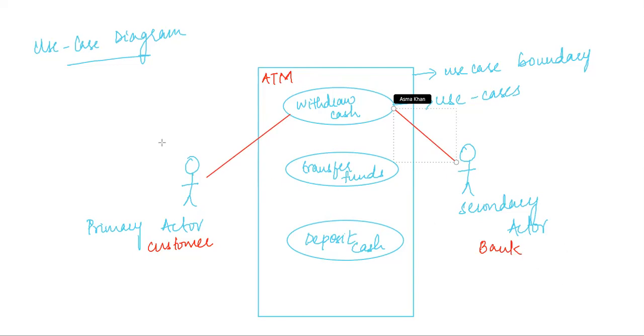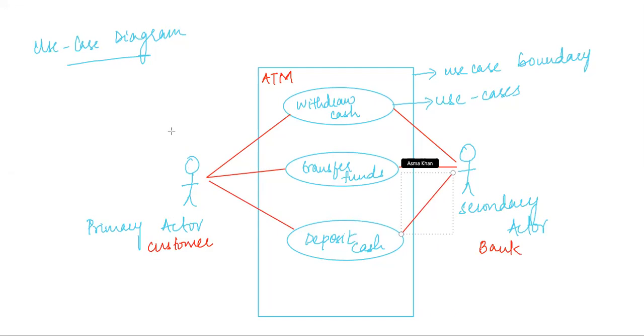That is the bank. Going on to the next step, if you want to transfer funds, then again there is another relationship, an association. To transfer funds also, you again need authentication from the bank. That is the second step. The third one is if the customer wants to deposit the cash, again you need authentication from the bank. So this is the use case diagram for ATM.